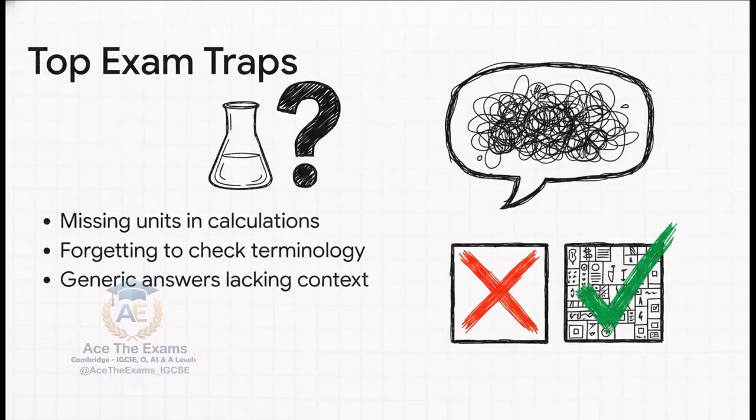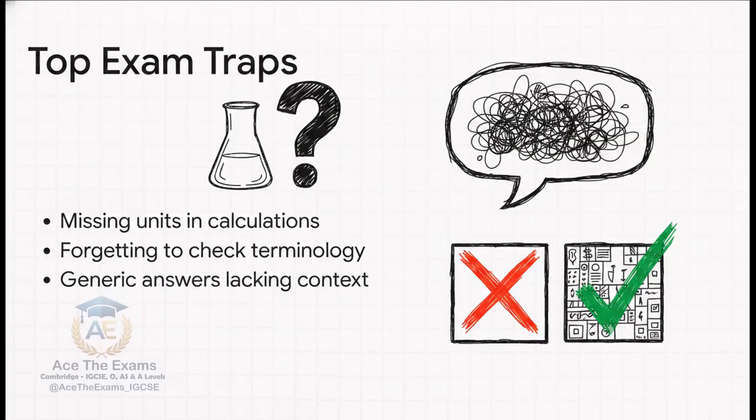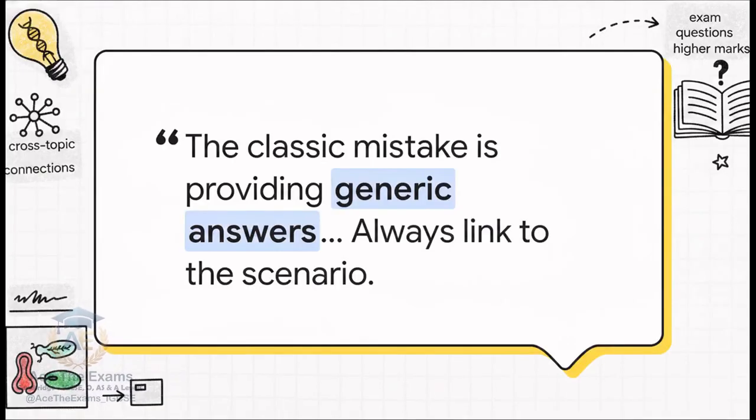Number 2, forgetting to check terminology. And number 3, the absolute biggest killer of them all, generic answers that aren't specific to the context given in the question. Seriously, don't just take my word for it. The Principal Examiner report explicitly warns the classic mistake is providing generic answers. Always link every point to the given scenario.